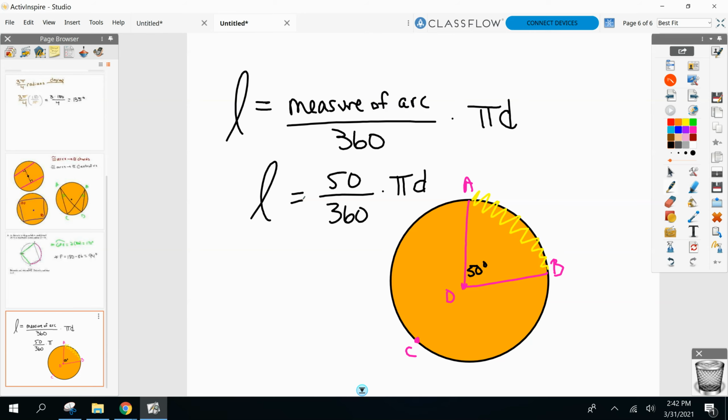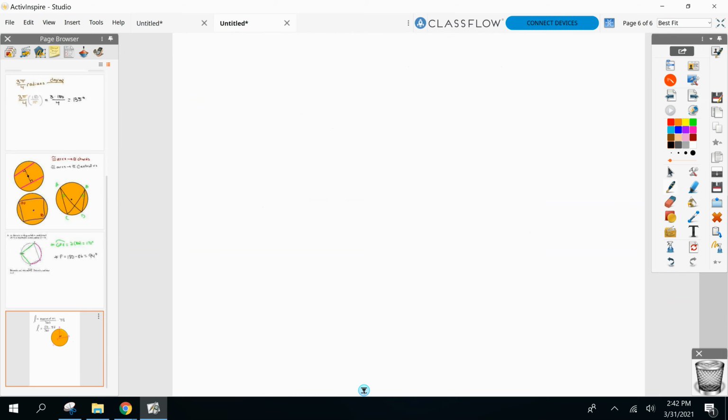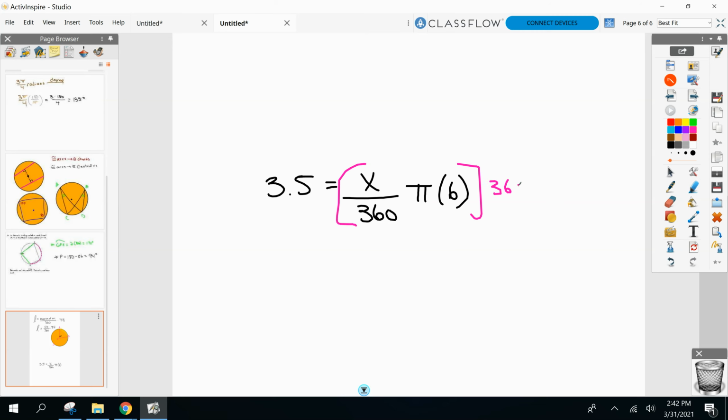So what if there's a number in the place of the L, or the length? Okay, yep, sure. So we're saying we know the length, and let's say it's 3.5 units. Let's say we're trying to find the measure of the arc, so I'll put an X there, over 360 times pi. You figure out the diameter is 6. All right, now I've got to figure out what X is. It's really your preference here. You could get rid of the 360 first by multiplying both sides by 360.